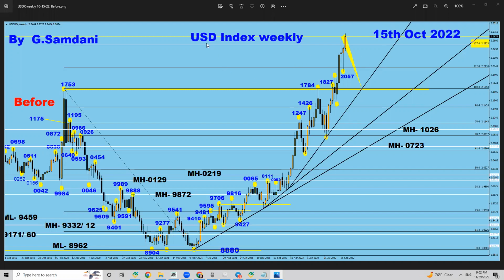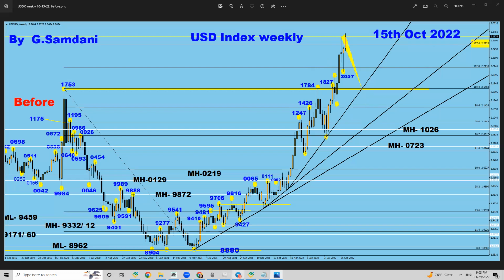This is a USD index weekly chart, and this was the one I made on October 15th after this thing hit this level, the 127 extension of this whole drop. It goes up to 127, and even though the candles were bullish, they are posting bullish constantly. I said no, it is going to make the turn and drop here.